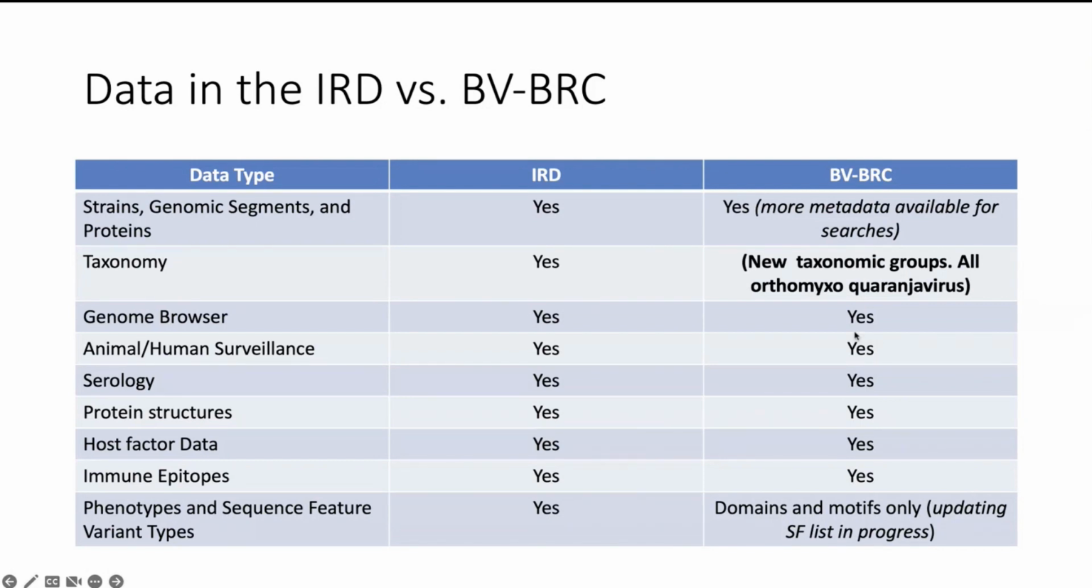You can still view our genomes through our genome browser. We do have animal and human surveillance data. We have human serology data. You can still find protein structures, host factor data, immune epitopes, and phenotypes. The one thing that's still not quite there is the phenotypes and the sequence feature variant data types. The domains and motifs are there, but we're in the process of updating the sequence feature list because it's over 10 years old, I think now, but that should be there soon.